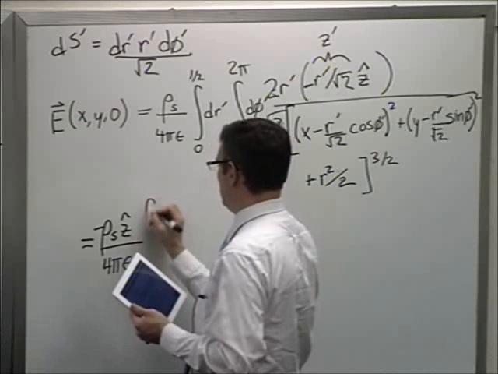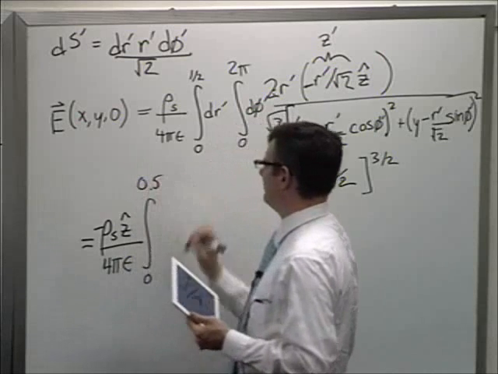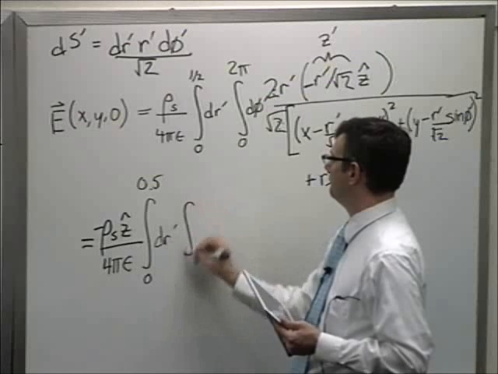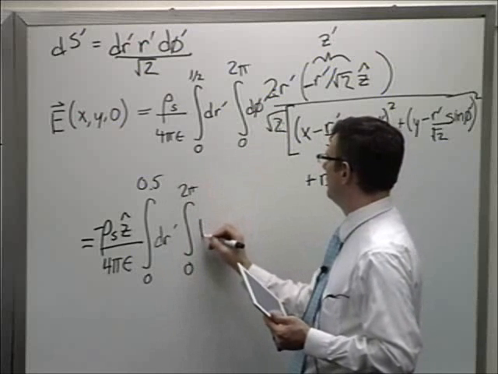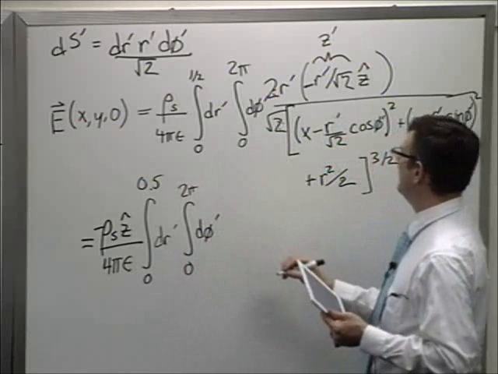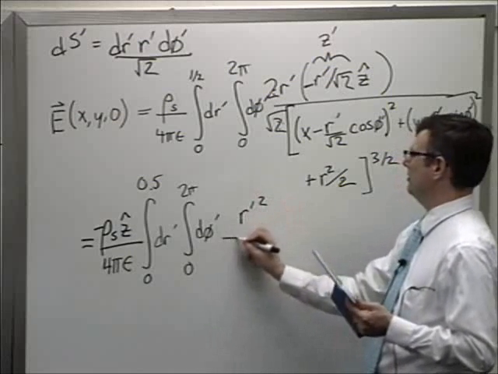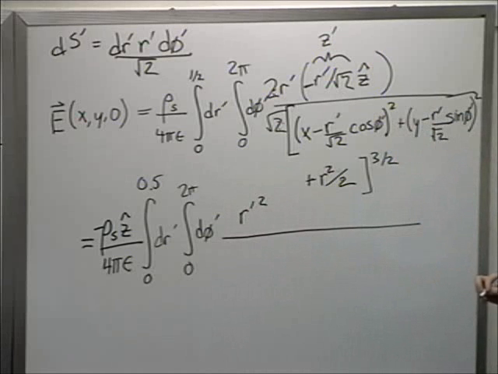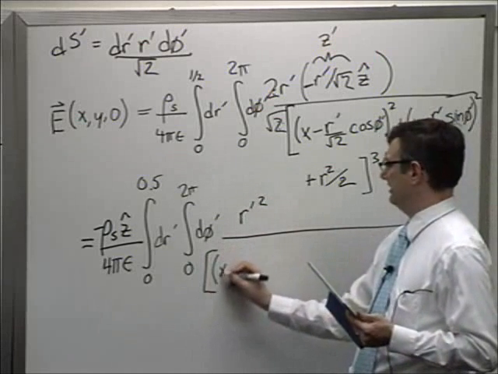4 pi epsilon integral from 0 to 0.5 with respect to r prime, integral from 0 to 2 pi with respect to d phi prime. And then what do we have left? We just have r prime squared in the numerator and this mess of stuff in the denominator. I'll go ahead and repeat it for completeness.